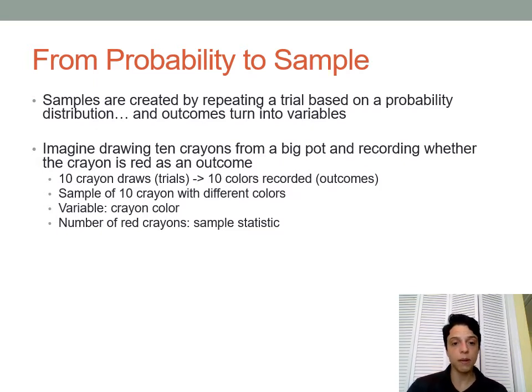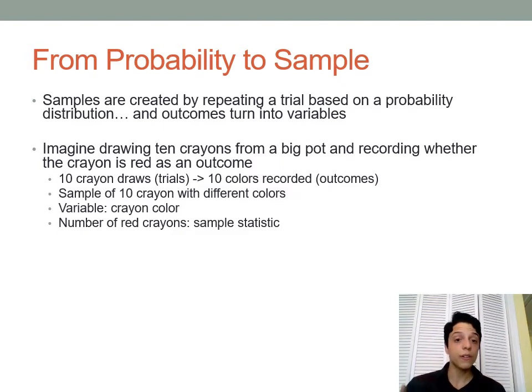Because of what we know about probability distributions, you would expect that the percentage of red crayons that you drew would be about the same as the percentage of red crayons that are in your pot overall, because that tells you the probability of getting that number of red crayons. Again, you expect your sample to resemble your population. But that's something that we'll also get into in a bit more depth later.